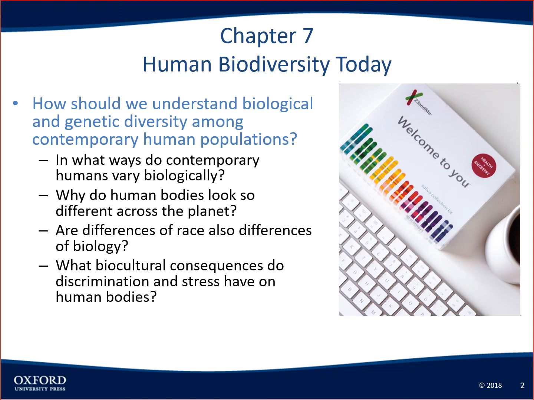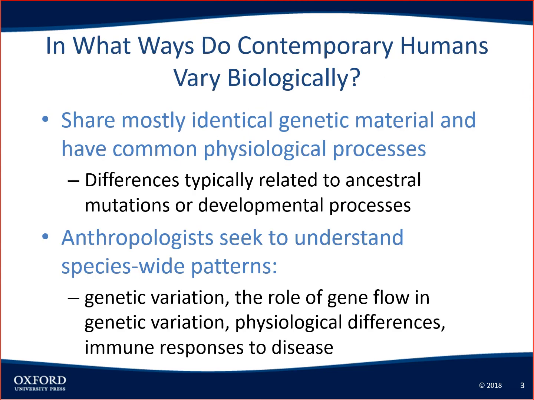So, human biodiversity today. The biological anthropologists know a lot about contemporary human biodiversity, and that is the similarities and differences within and across human groups that have biological dimensions. So this is why we're able to do DNA tests like 23andMe. In what ways do contemporary humans vary biologically?